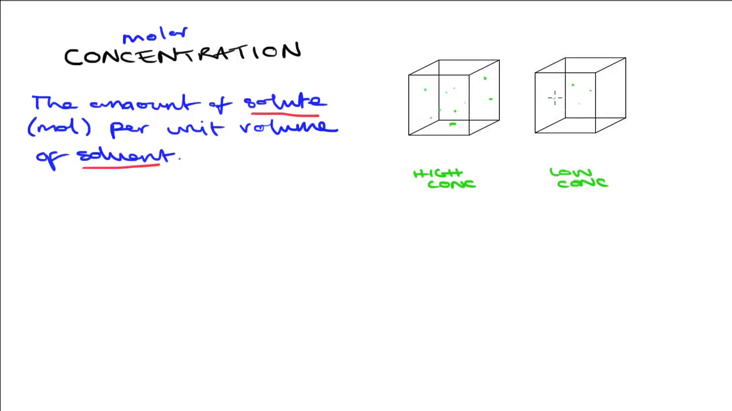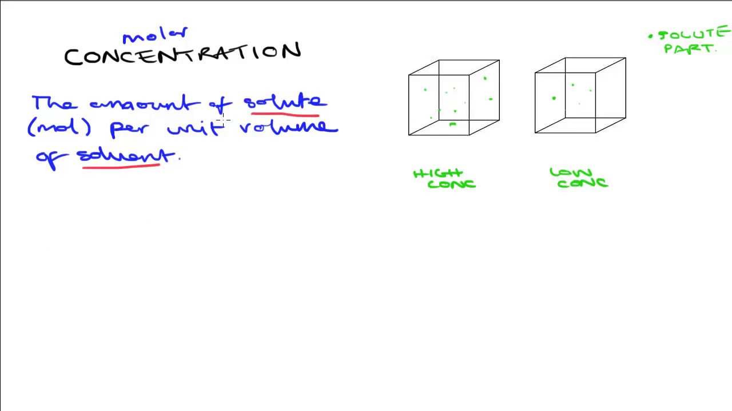Now, the green particles represent the solute in this volume of solvent. So the solute is the thing that does the dissolving. So this is a solute particle. The solvent takes up the remainder of the container, the volume made up by the cube.